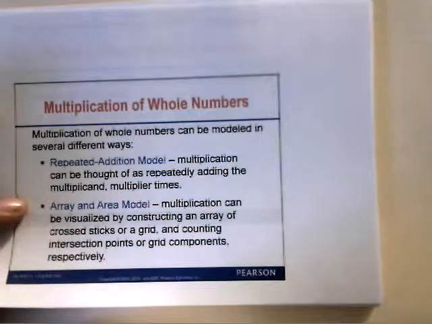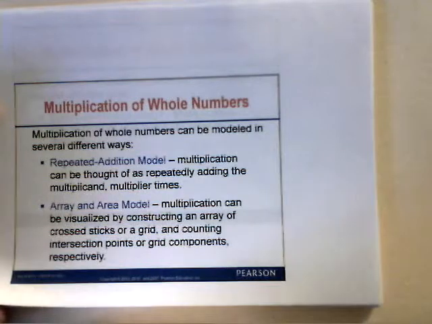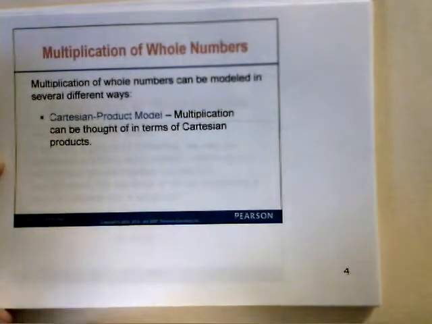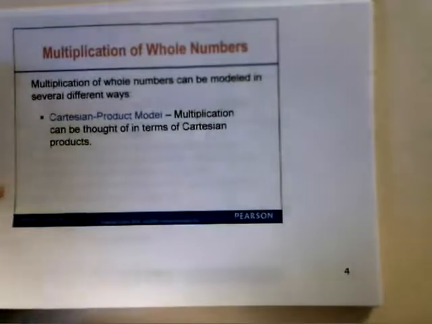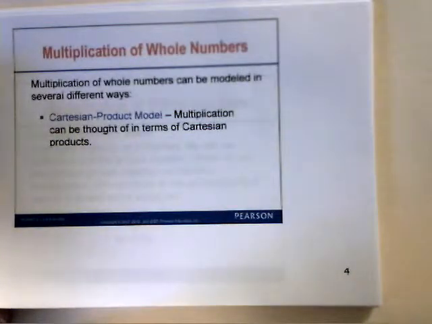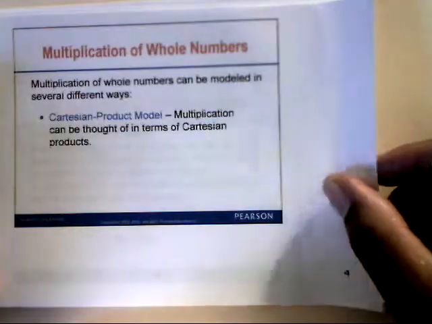That's repeated addition. The array and area model is where multiplication can be visualized by constructing an array of crossed sticks or a grid and counting intersection points or grid components respectively. Here's some visual representation. And then the Cartesian product model is going to be the multiplication that can be thought of in terms of Cartesian products. When we were talking about set operations, one of them was the Cartesian product.